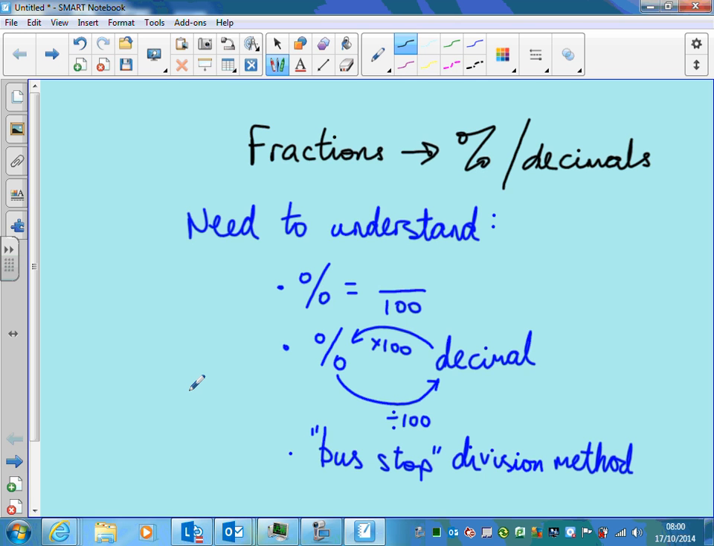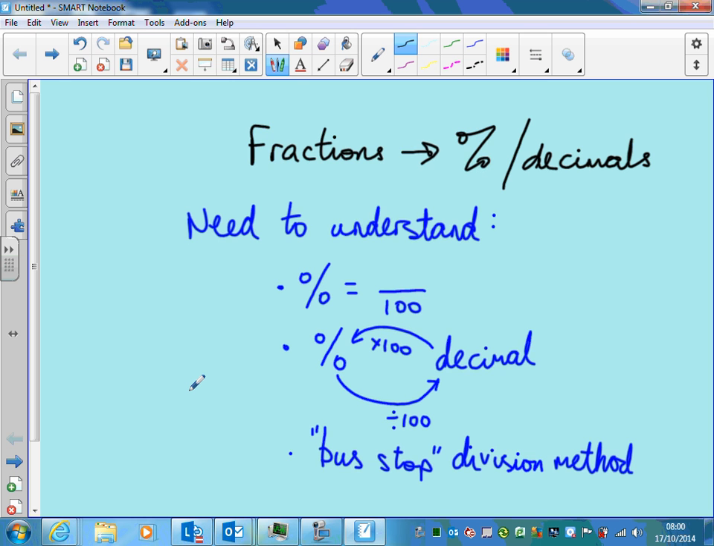Hello, here's a video about turning fractions into percentages and decimals. There are a few things that you need to understand in order to be able to do this. You need to understand, firstly, that percent is the Latin for out of 100, so any percentage can be written straight away as a fraction over 100, easy peasy.